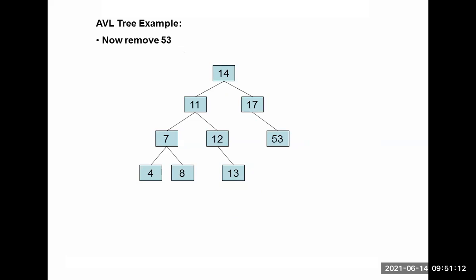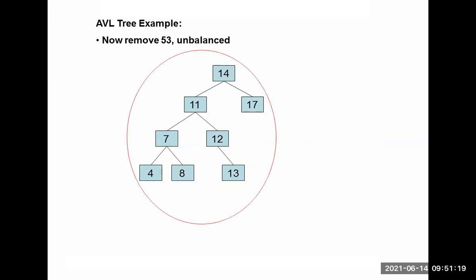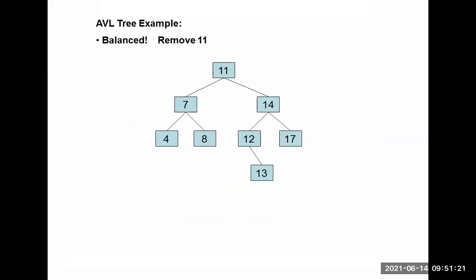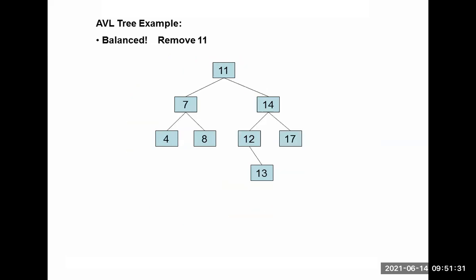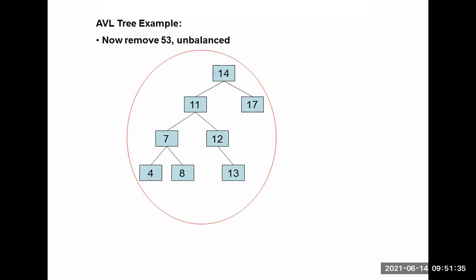Now you want to remove 53. After removing 53, the tree is not balanced. So you have to check the balance factor and perform rotations. So here there is a problem at LL. So I perform a right rotation. Here after performing the right rotation, 11 is the root, the right side is 17 and the left side is 7.